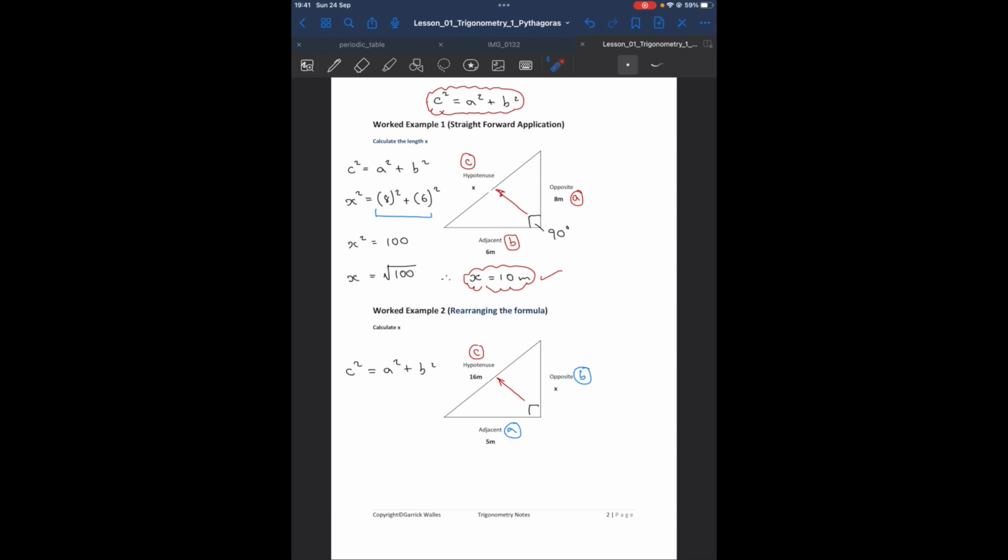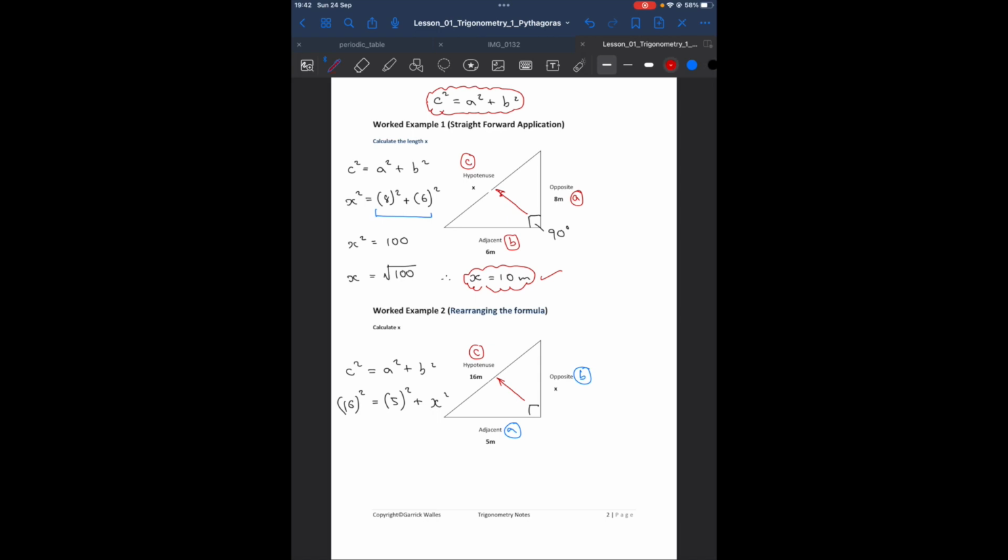Now we know that the C is 16, so I'm going to replace the C here with 16. Now I'm not going to change anything in the formula. I'm just going to rewrite it, putting in the values that we know. So C is equal to 16. The A from the diagram, well, I know that the A here is 5 meters, so I'm going to replace this A with a bracket with 5, like so. So I'm getting used to using brackets. And then the B this time is the X, which is here, which is what I'm trying to work out. So I replace the B with X, and I've got the squared.